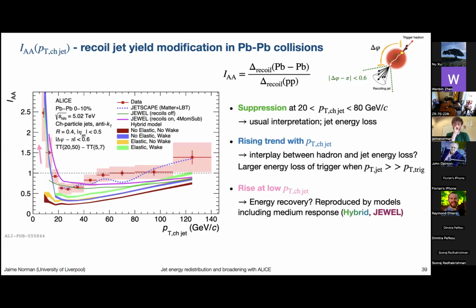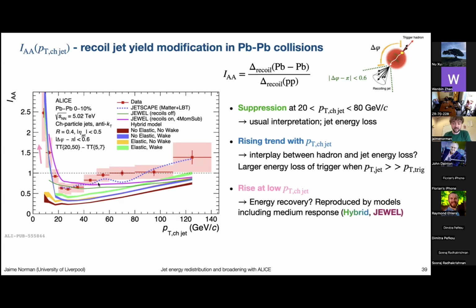We can go to R equals 0.4 jets here, where we see a similar rising trend with PT. Interestingly, at low PT, we see this significant rise. And here we can interpret this as energy recovery. So jets that perhaps lose energy at higher PT, the energy is recovered at lower PT.